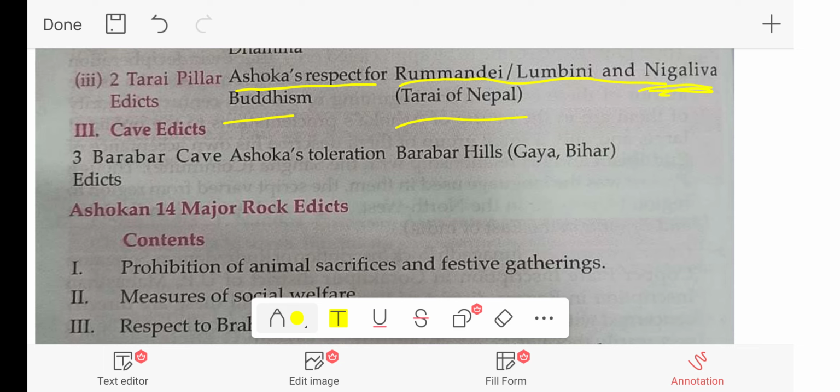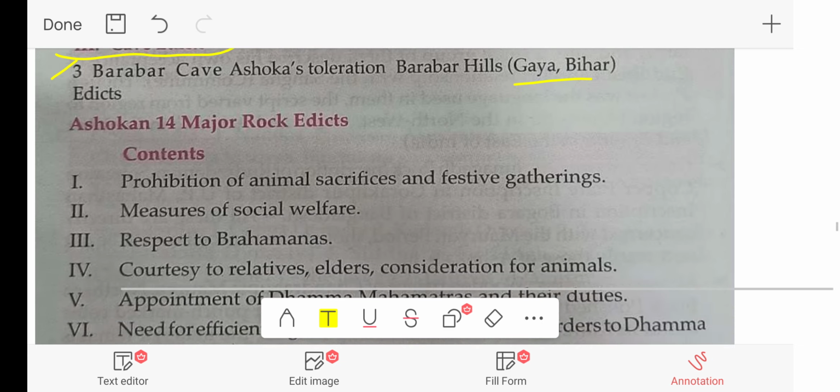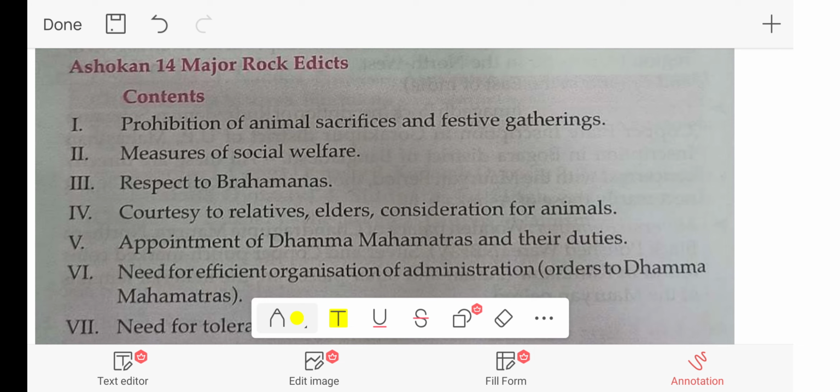Third, we will study about cave edicts. 3 Barabar cave edicts contain Ashoka's toleration, at Barabar Hills, which is in Gaya, Bihar. Next is Ashokan 14 major rock edicts and what they all contain.